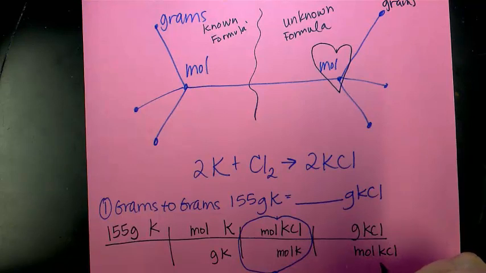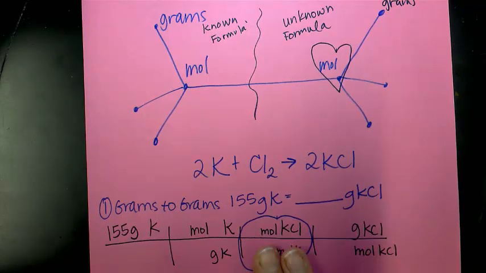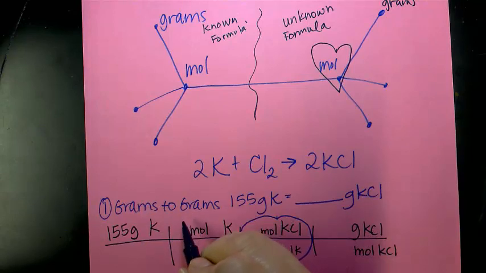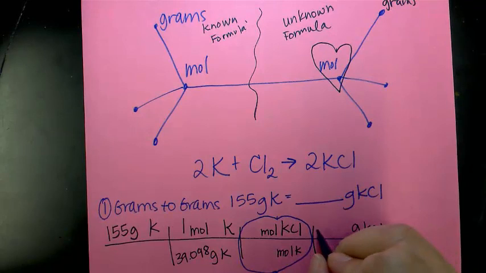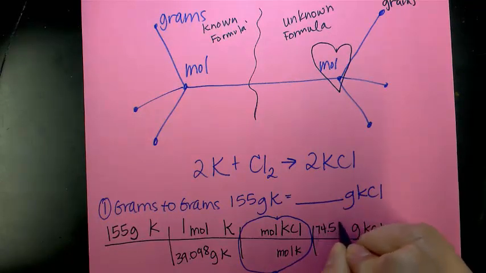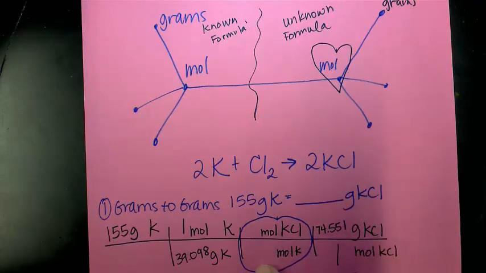Now we're going to fill in, leaving the heart alone because we're going to come back to it, the other 4 boxes. You actually know what goes in these boxes. You've already done this before. If it's not the given and it's a mole, we would normally put a 1. So if it's not in the heart, and it's not the given, the moles are always going to be 1. If it's not the given and you have a gram, it's always the molar mass. The molar mass of potassium is 39.098, and the molar mass of potassium chloride is 74.551.